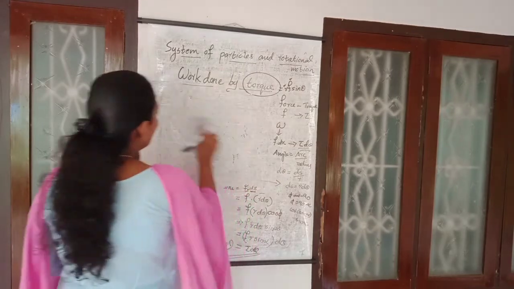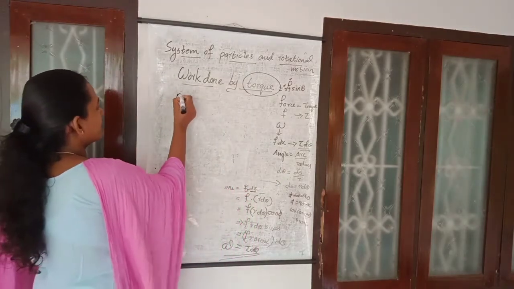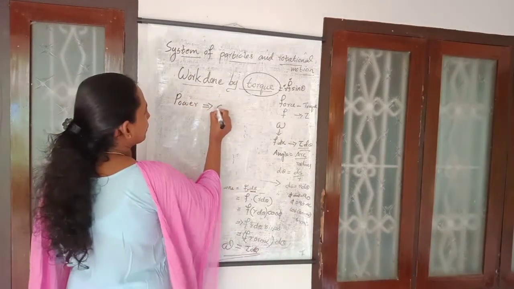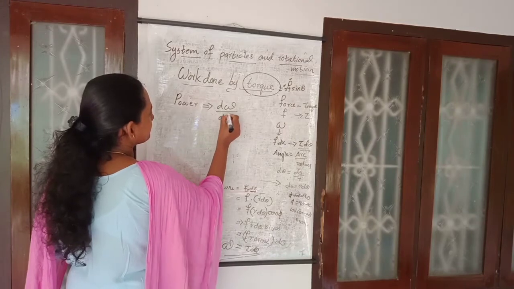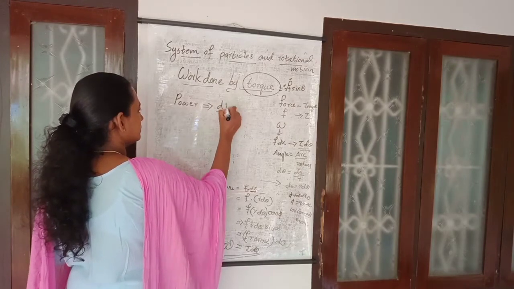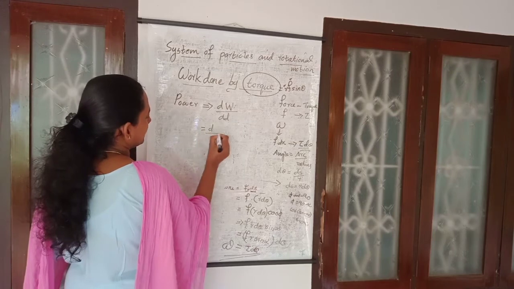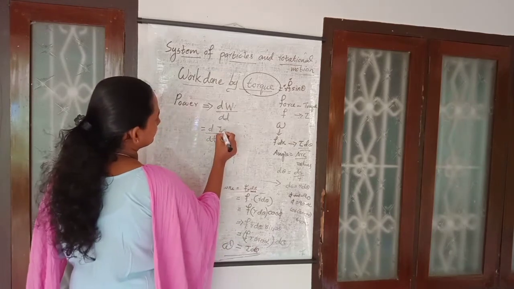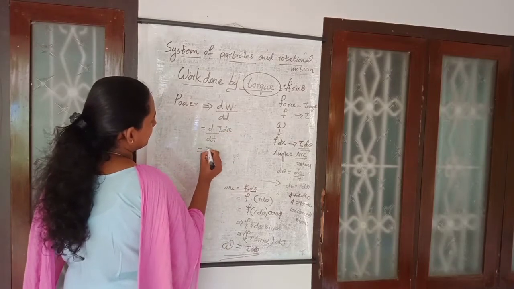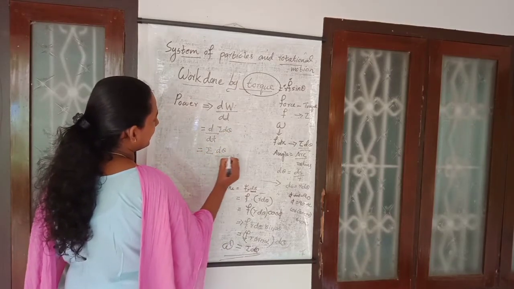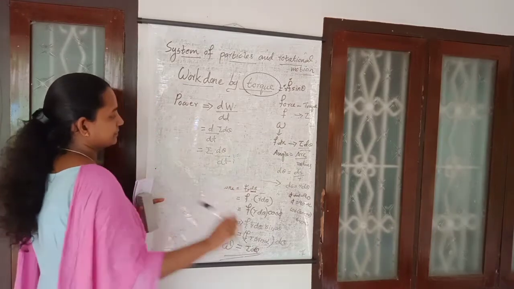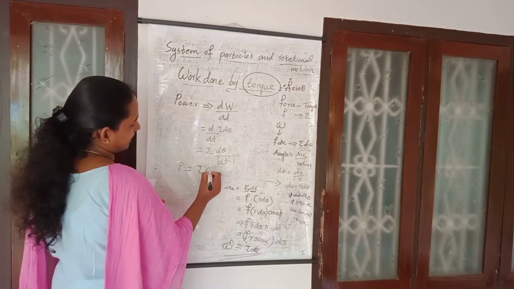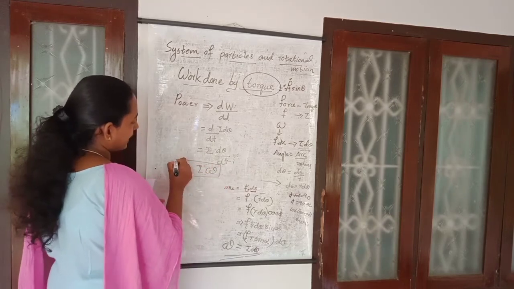So if you know the formula of work, what is the expression for power in rotational motion? Power means rate of doing work, dW by dt. Therefore it becomes d by dt of tau d theta. So it becomes tau into d theta by dt. What is d theta by dt? That is omega. Therefore, power P is equal to tau omega.